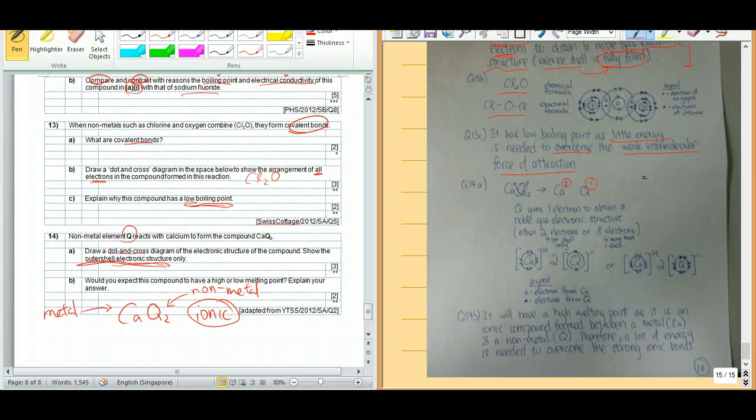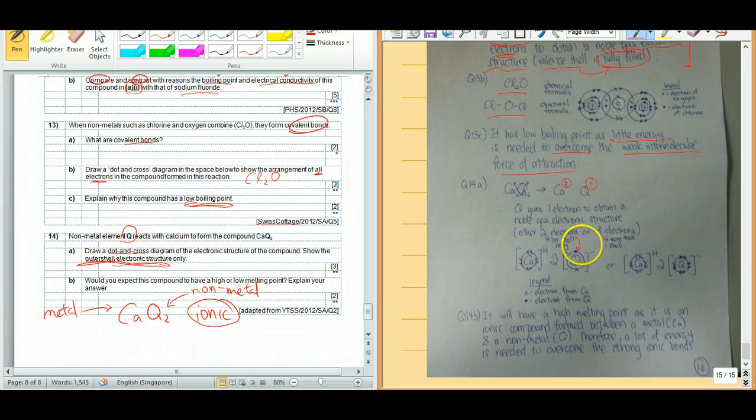But in this case here for Q, because it's a non-metal forming an ionic bond, we know that a non-metal gains electrons in an ionic bond. So Q gains 1 electron to obtain a noble gas electronic structure. So for Ca, I have 8 electrons in the outer shell to form a 2+ ion. Next up, Q, I know that 1 electron is gained from elsewhere. In this case, it will be calcium, and it has 1 electron here.